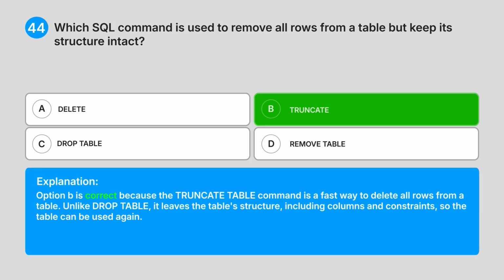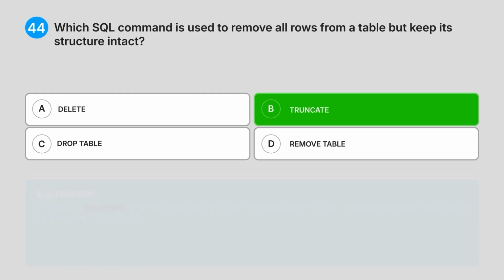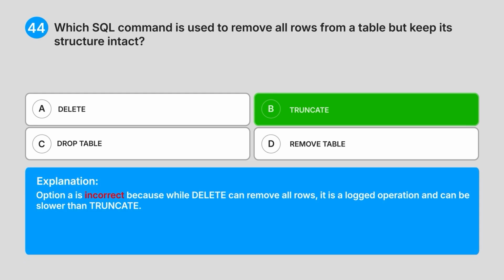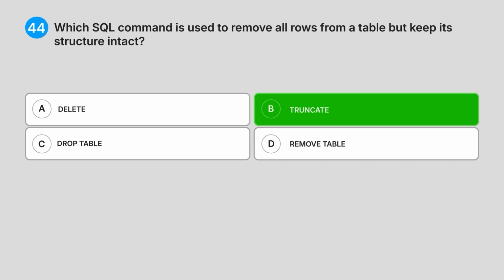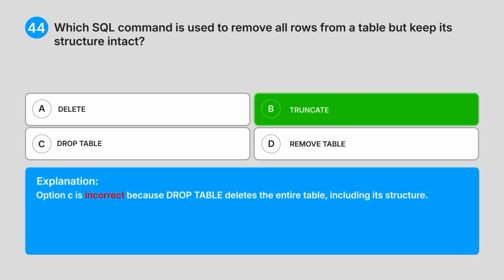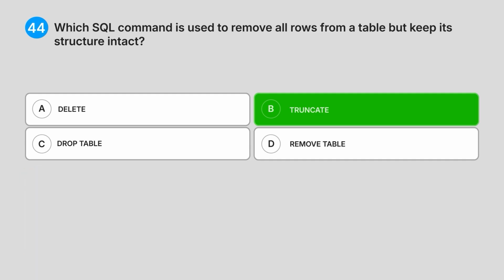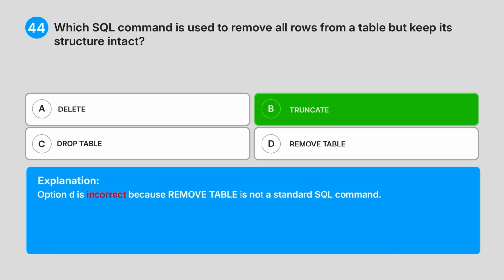Explanation: Option B is correct because the truncate table command is a fast way to delete all rows from a table. Unlike drop table, it leaves the table's structure, including columns and constraints, so the table can be used again. Option A is incorrect because while delete can remove all rows, it is a logged operation and can be slower than truncate. Option C is incorrect because drop table deletes the entire table, including its structure. Option D is incorrect because remove table is not a standard SQL command.